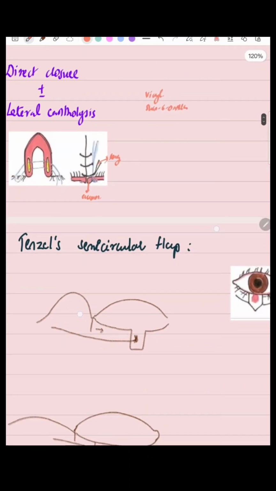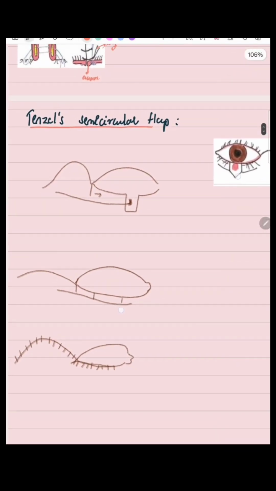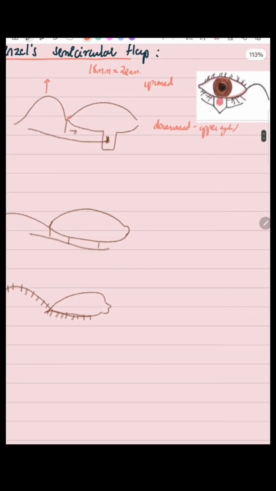Next, coming to the tensile semicircular flap. It is used for both upper lid and lower lid defects. Here is rotation of a semicircular mucocutaneous flap, 18 mm horizontally and 22 mm vertically, beginning at the lateral canthus, extending upward for lower eyelid defect and downward for upper eyelid defect. Cantholysis of the corresponding crus of the canthal tendon is performed.